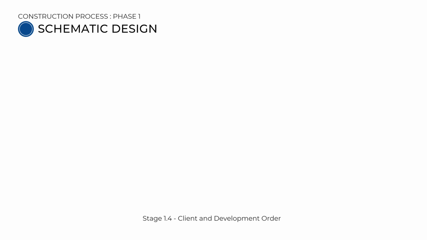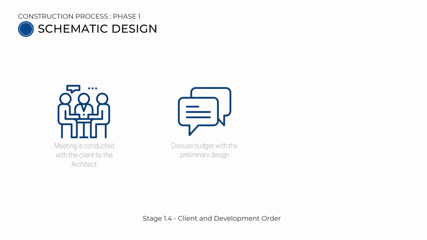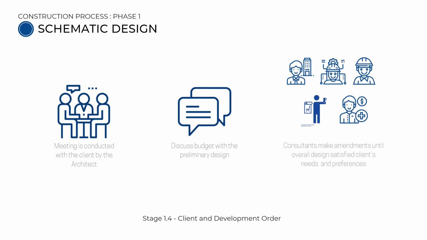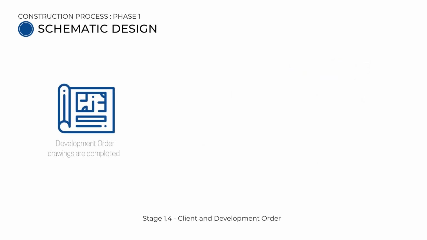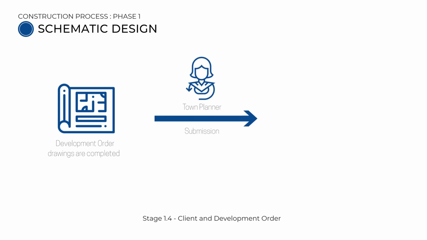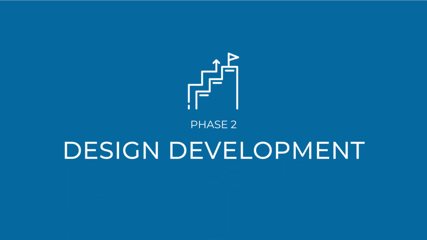Stage 1.4 is the client and development order. A meeting is conducted with the client by the architect to discuss the budget with the preliminary design. The architect and other consultants will then make amendments until the overall design satisfies the client's needs and preferences. The development order drawings are now completed and can be submitted by the town planner to obtain approval from the local authority and MPSJ. We shall now move on to Phase 2, the design development.